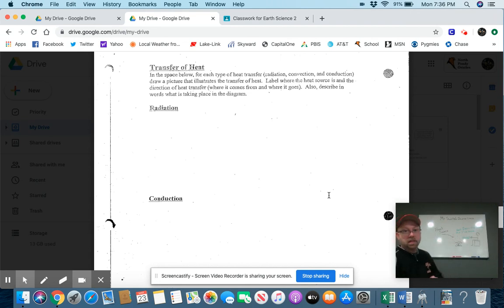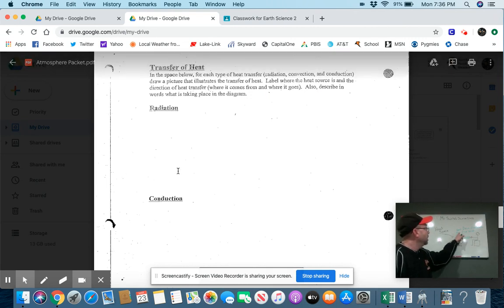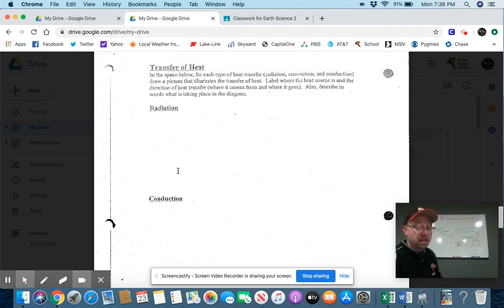By the way, I also just did the hard part, the last direction that says describe in words what is taking place in the diagram, right? Heat is from the flame to the hand. Ideally, I would have put heat is transferred from the flame to the hand. And finally, actually, I'm going to add a couple more words to that. Heat from the flame to the hand in rays and waves. That is the full description of what's happening there. Heat is transferred from the flame to the hand in rays and waves.